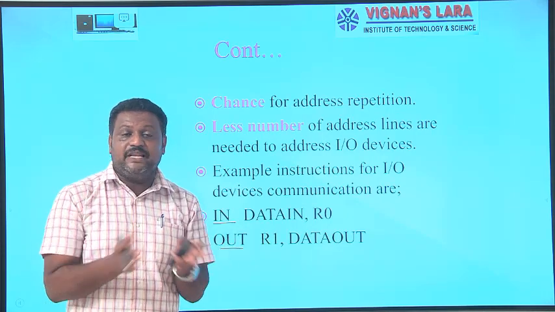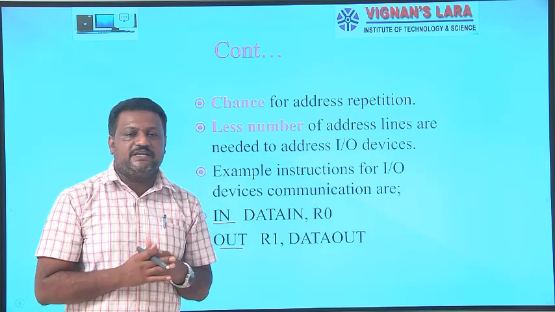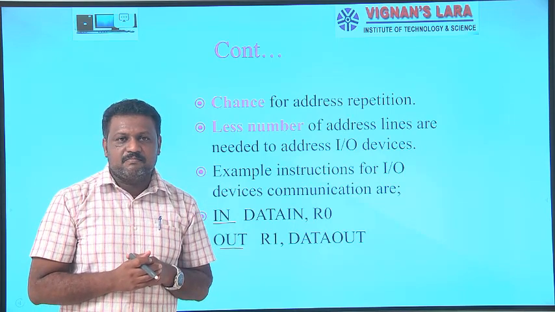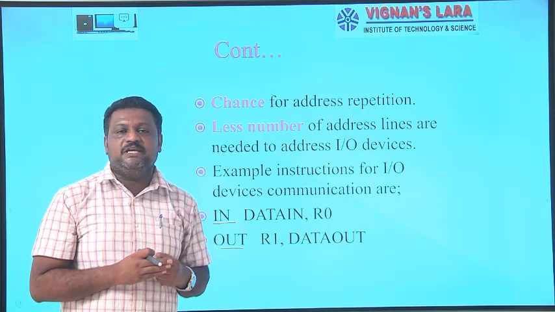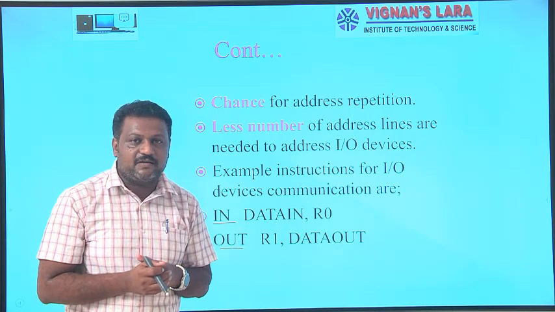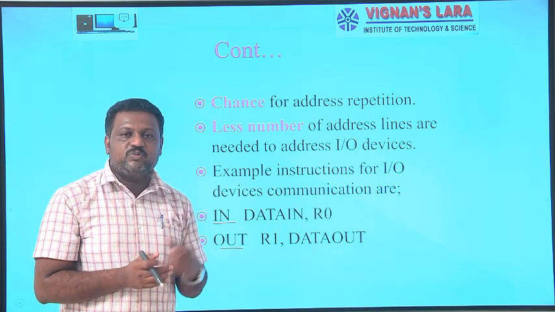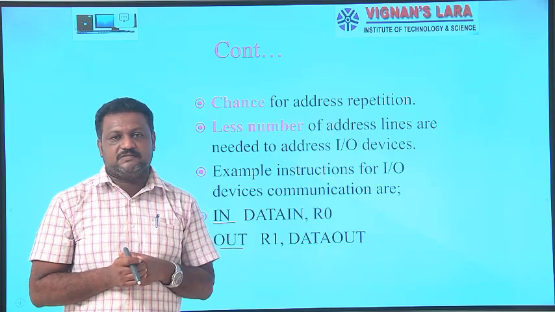Another one is that a smaller number of address lines are used to address IO devices. Because you may use fewer IO devices, you can use fewer address lines to address them. But in the previous case, the same address lines you use to communicate with the memory are used for the IO device. Here the case is different. That's why in this case, fewer address lines are used to address IO devices.